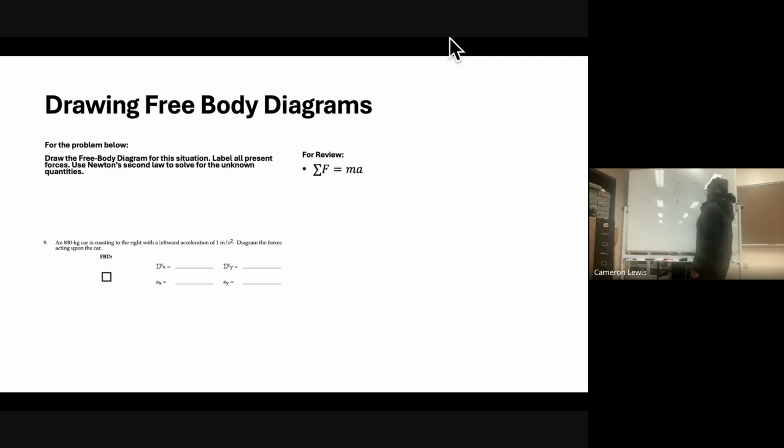Then in the Y, what is the sum of our forces equal to? 0, because the forces balance.